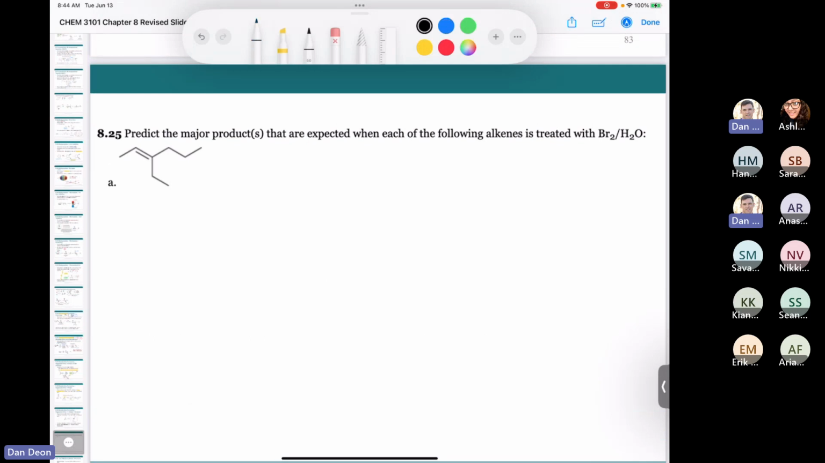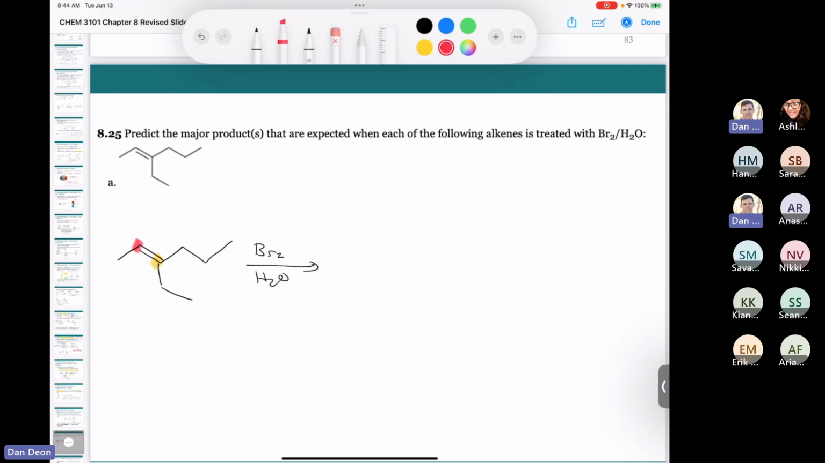I'm going to redraw this compound. That's not big enough. So let's do something like this. Okay, and we're treating this with bromine in water. So what I'm going to do is highlight this carbon in yellow and this one in red. Could anybody tell me which one is going to take the hydroxyl, the OH group? It's not a trick question or anything. Yes, thanks, Sarah. It's the yellow one, right? Because it's more substituted.